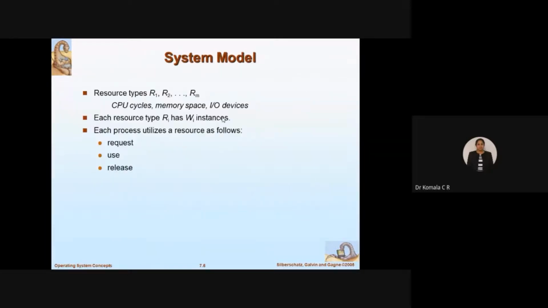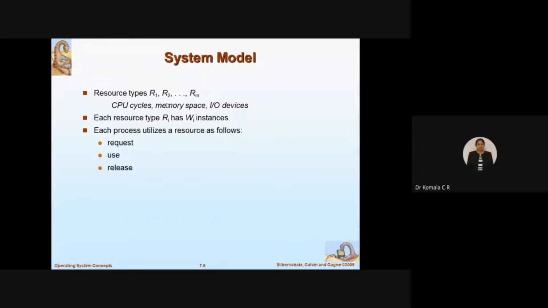The system model. For each deadlock problem, let us understand when we consider the situation as deadlock and when there is no deadlock. Say we consider resource types R1, R2, and so on up to Rm. A resource can be anything: the CPU itself, memory, or an input-output device. For CPU cycles, say I have CPU time of 10 slots. I allocate 2 slots for P1, another 3 slots for P2, and so on. That is how I plan CPU cycles.